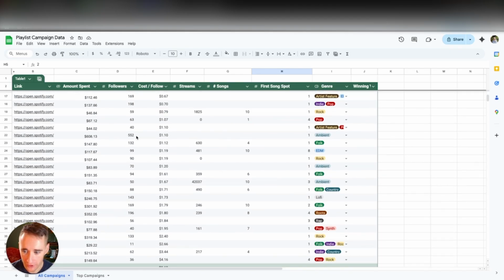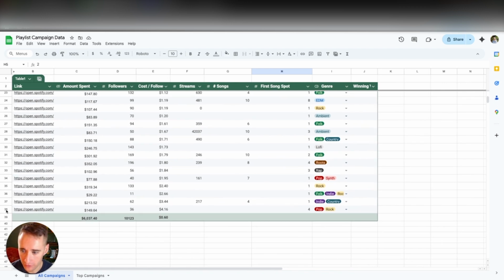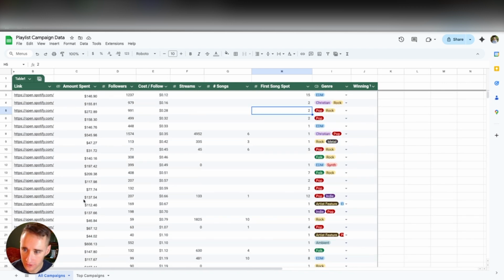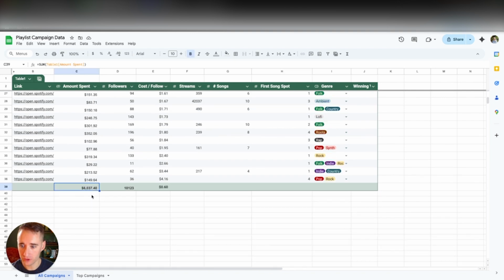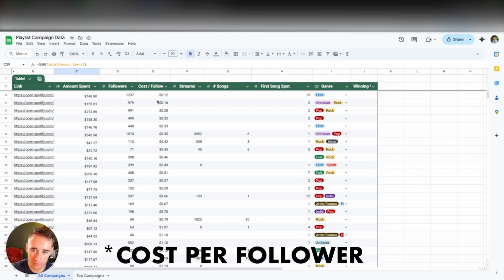So in the last month, this is like the last 2-ish months, I've run 36 campaigns and have spent just about $6,000 for clients building their playlists. I'm going to talk through the spreadsheet and what I'm seeing, but basically this is every campaign I've run, the amount I've spent, the amount of followers I've gotten, how much it cost based on the amount I spent and the amount of followers I got per follower.